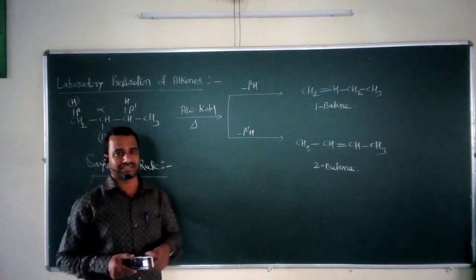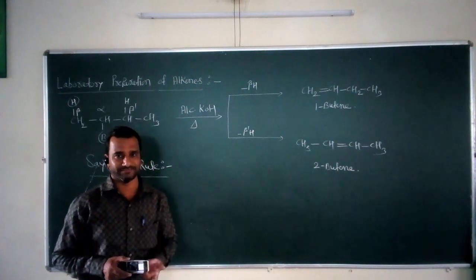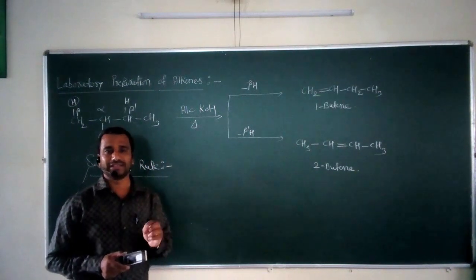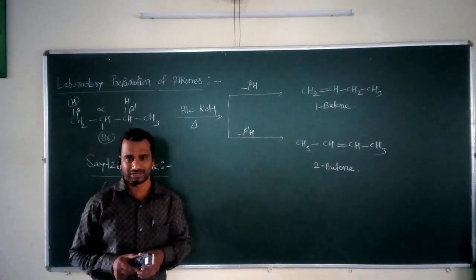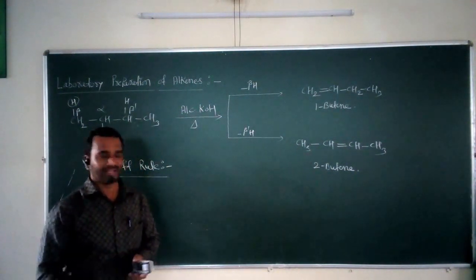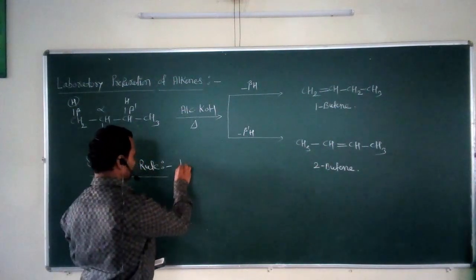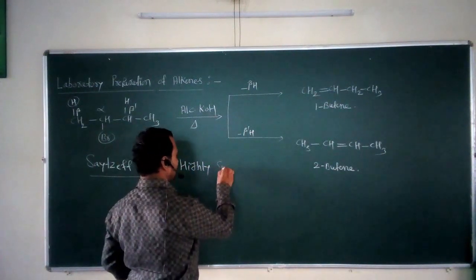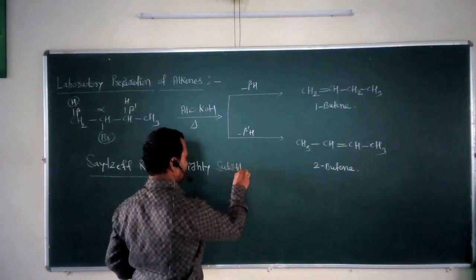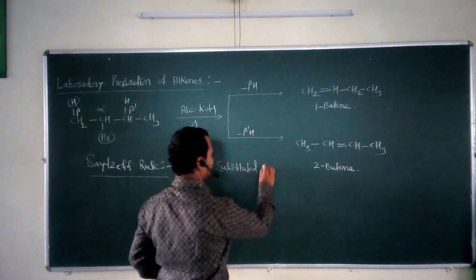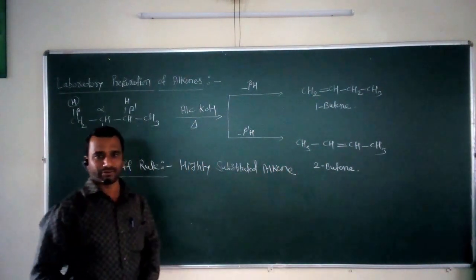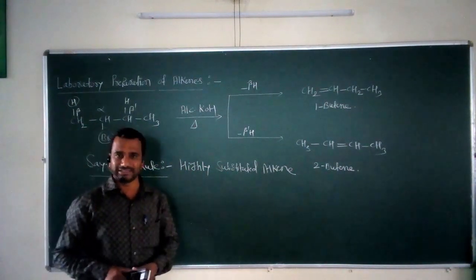According to the Saytzeff rule, in an elimination reaction, the highly substituted alkene forms as the major product. This word is important: highly substituted alkene. This type of alkene forms as the major product. Now what is this highly substituted alkene?